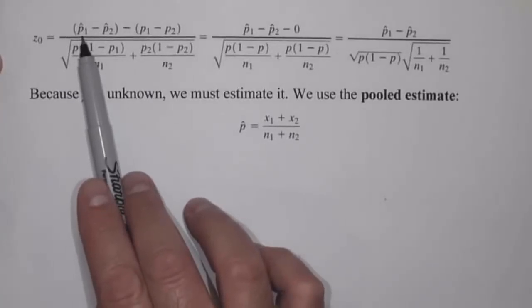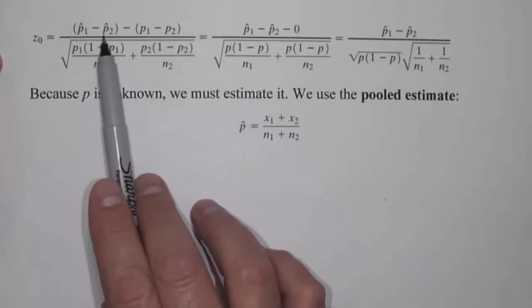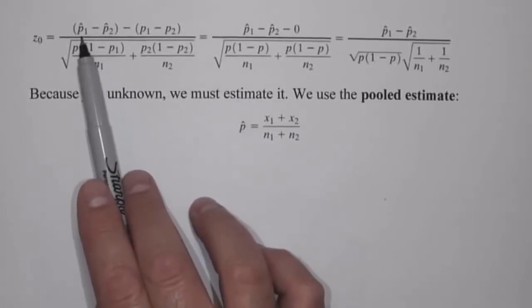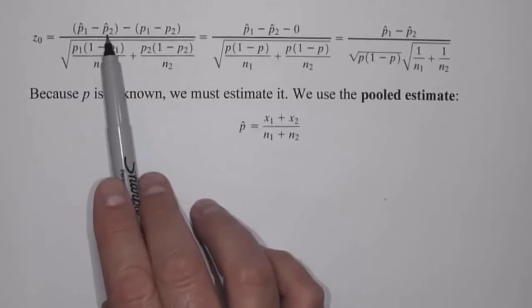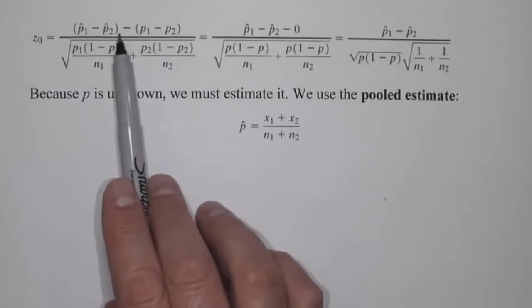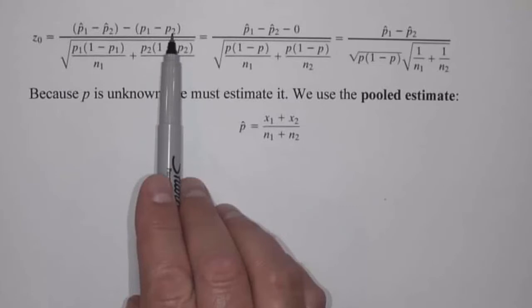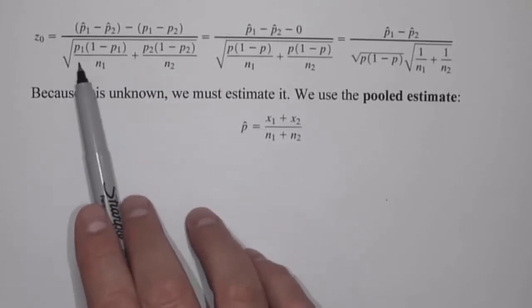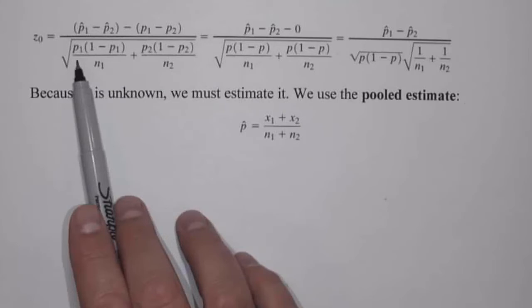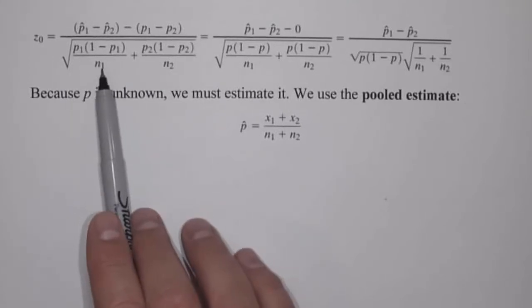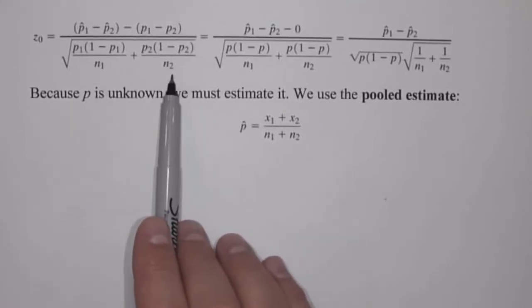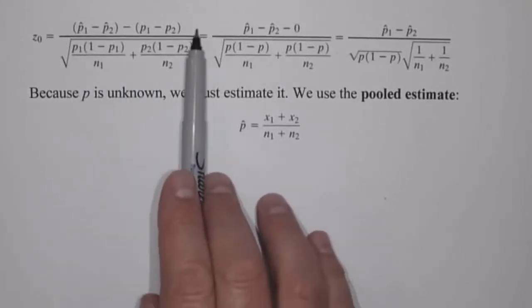If we take p hat 1 minus p hat 2, that would be our results. We're taking the proportion of individuals in the first sample that have the characteristic minus the proportion of individuals in the second sample that have the characteristic. So we're finding the difference between the two sample proportions, minus the difference between the two true proportions, p1 minus p2, divided by this standard deviation, which is the square root of p1 times 1 minus p1 over n1 plus p2 times 1 minus p2 over n2. That's going to be our test statistic.